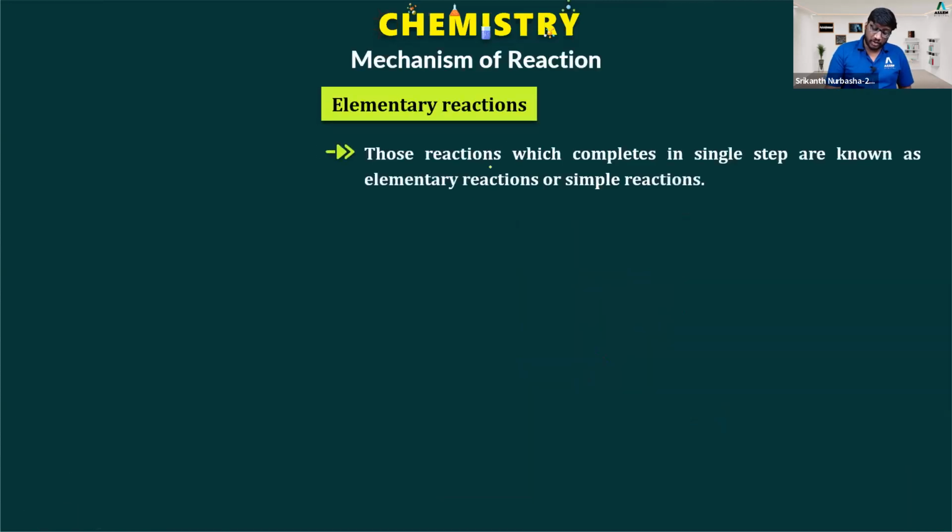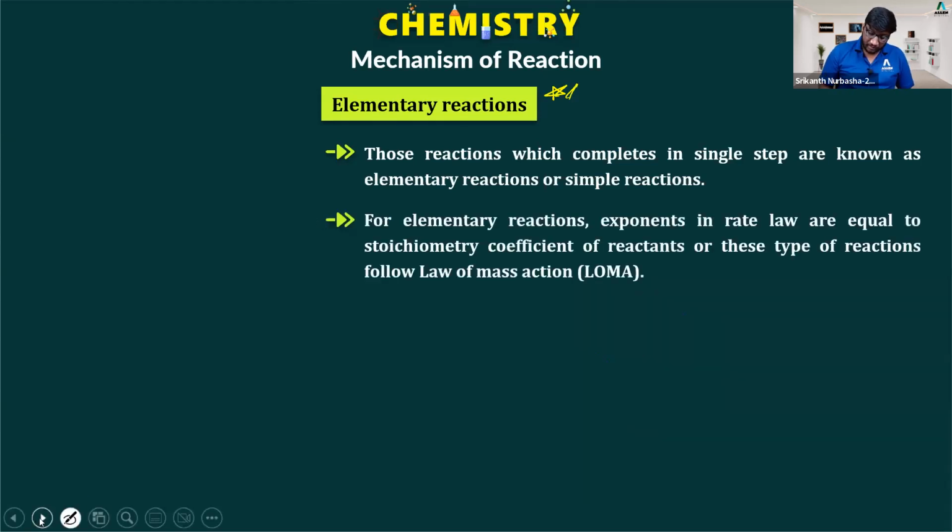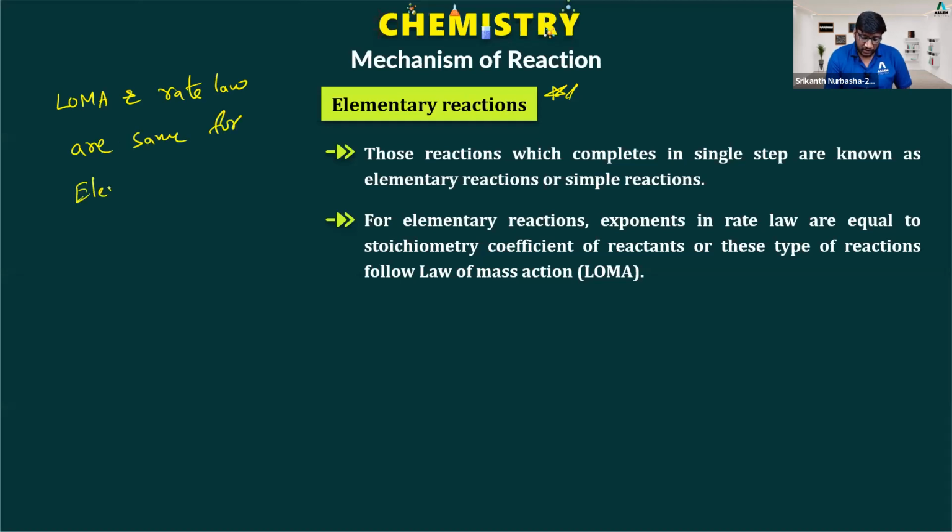Elementary reactions. Those reactions which complete in a single step are known as elementary reactions or simple reactions. For elementary reactions, the exponents in the rate law are equal to the stoichiometric coefficients. That is, the law of mass action and the rate law are the same for elementary reactions.